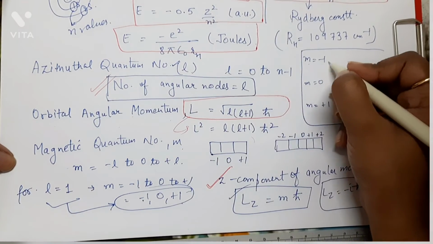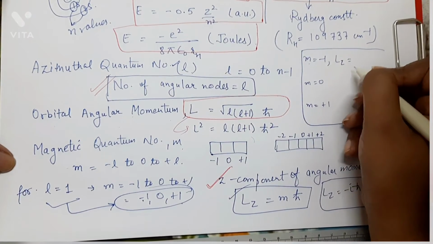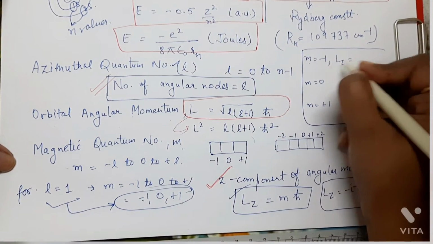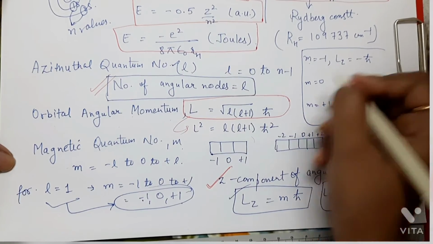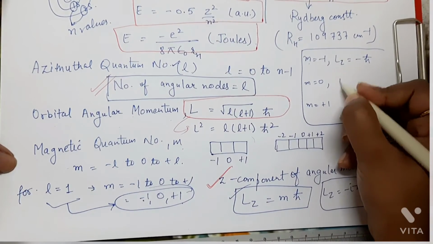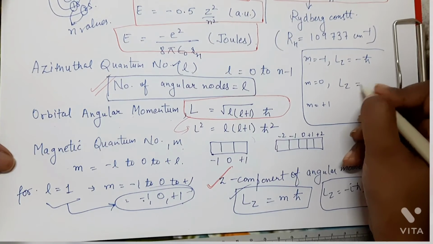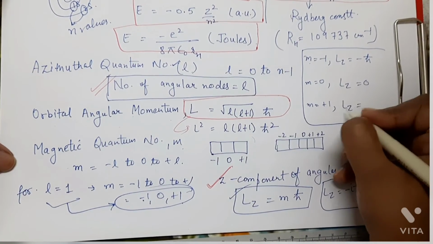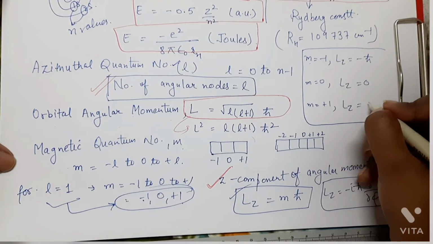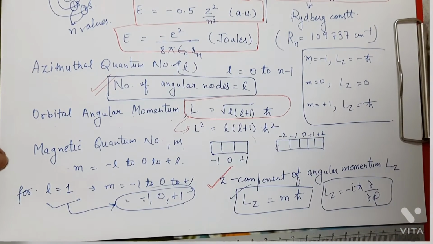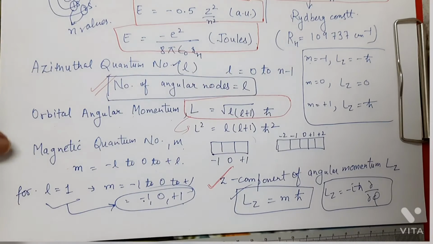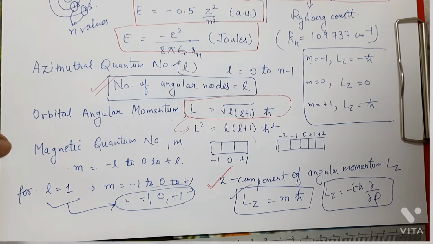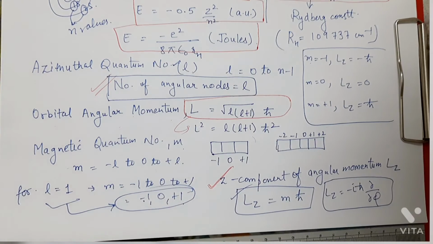So for m is equal to -1, Lz will be equal to m into h cross, that is -1 into h cross, so it will be minus h cross. For m is equal to 0, Lz will be equal to 0. For m is equal to +1, Lz will be equal to +1 into h cross, that will be equal to h cross. This way you can find out the Z component of angular momentum if you know the m values. So far these are some of the important formulas.